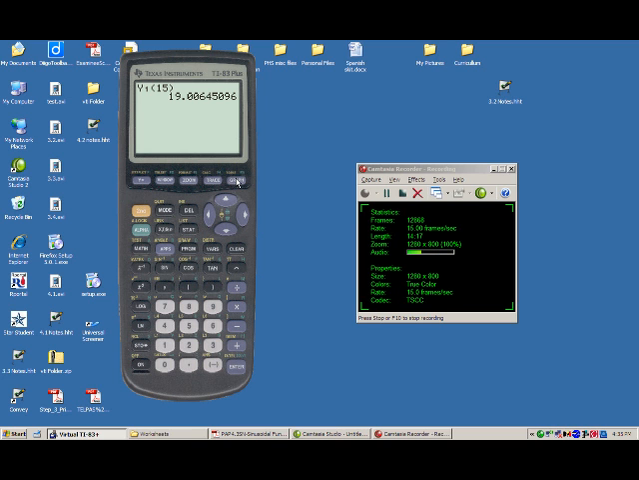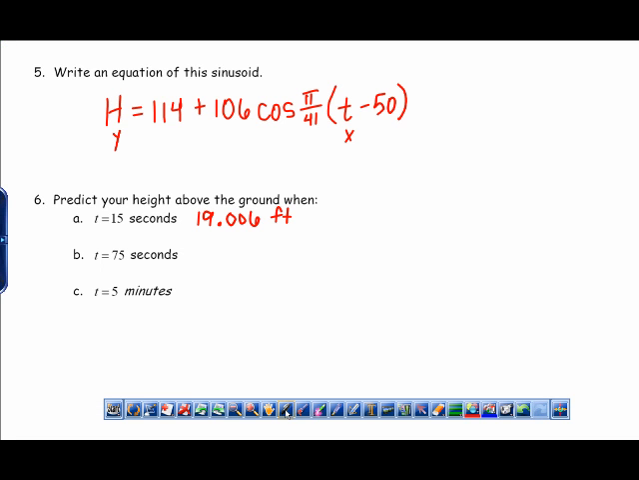Okay, t equals 75. Let's see if we can get this on the graph. So 75, enter. And so that's going to be 78.170, or you could just write 78.17. That's still accurate to 3 decimal places.